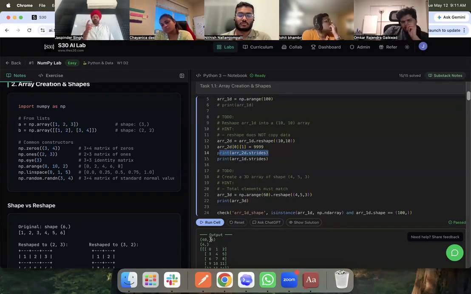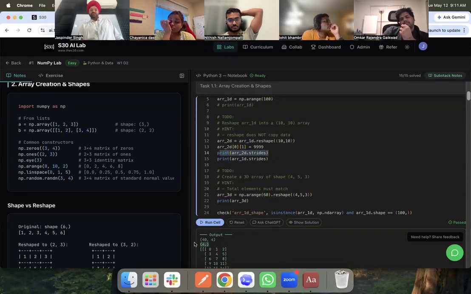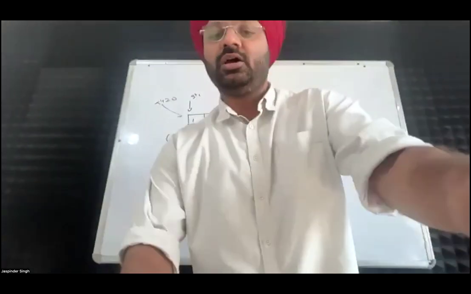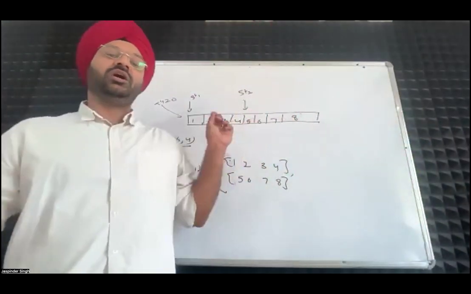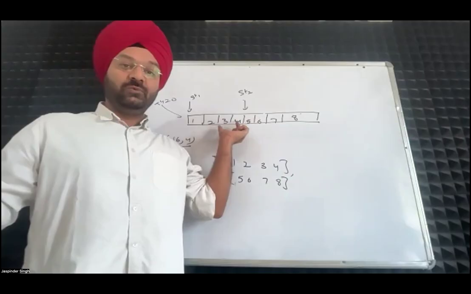Why? Because 10 into 4 is 40, and each column is 4 bytes, and the first one is 4 bytes. So reshape just creates a view on it. It doesn't create a deep copy. It is still the original vector.